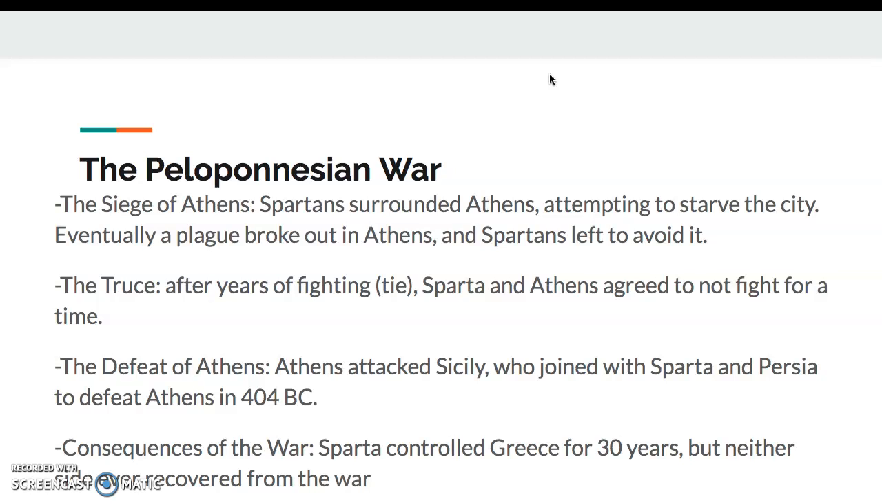However, Athens officially broke the truce when they invaded Sicily, who had joined with Sparta and with their old Persian nemesis in order to defeat Athens as a joint attack in 404 BC. The consequences of the war: Sparta would control Greece for the next 30 years, but neither side ever really recovered from the war in terms of manpower or in terms of the gold and resources spent in order to wage this conflict.